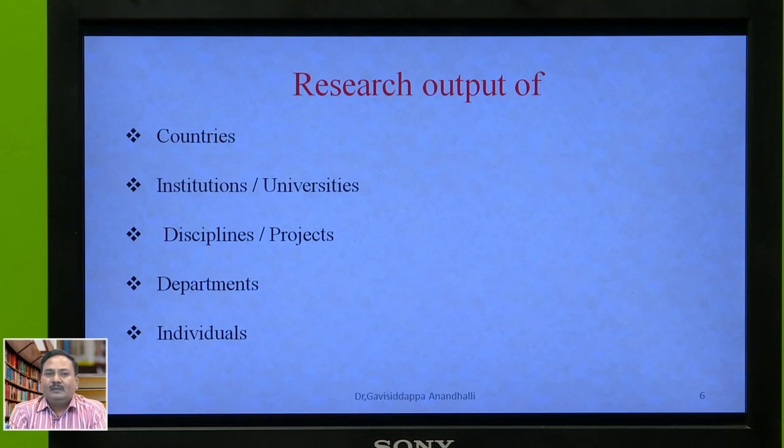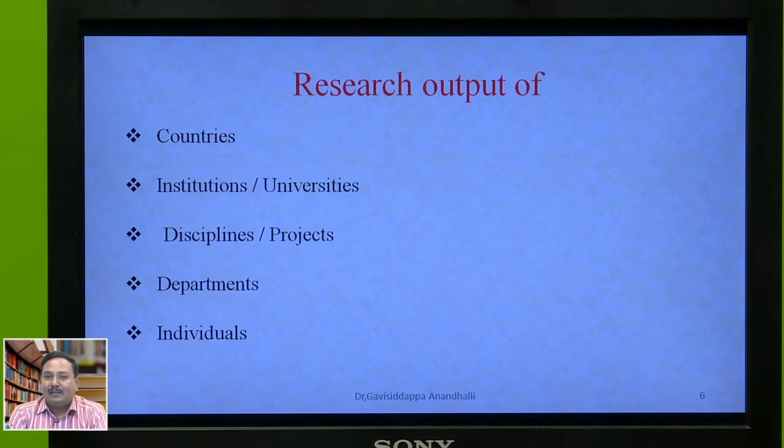We can also analyze the research output on the basis of country: which country is perceived to be the top country in the world, and which country is emerging in a given field of research. Which institution is the topmost institution on a given research? You can also analyze and interpret the research output discipline-wise: which subject is at the top in research, which department has the highest H-index, and which individual author with research publications has the highest H-index.